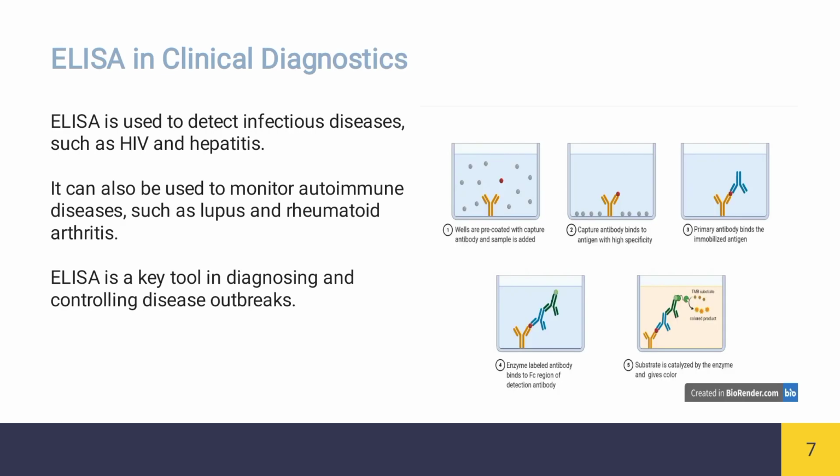ELISA in clinical diagnostics. ELISA is used to detect infectious diseases such as HIV and hepatitis. It can also be used to monitor autoimmune diseases such as lupus and rheumatoid arthritis. ELISA is a key tool in diagnosing and controlling disease outbreaks.